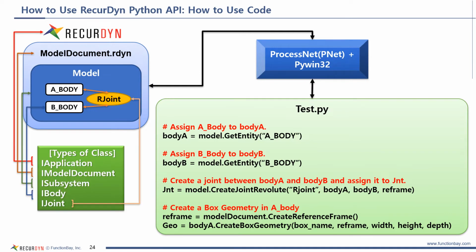This shows the data type of each object. The first letter starts with I, such as IApplication, IModelDocument, ISubsystem, IBody, and IJoint. Declaring these data types is essential to use auto-completion such as IntelliSense in PyCharm.